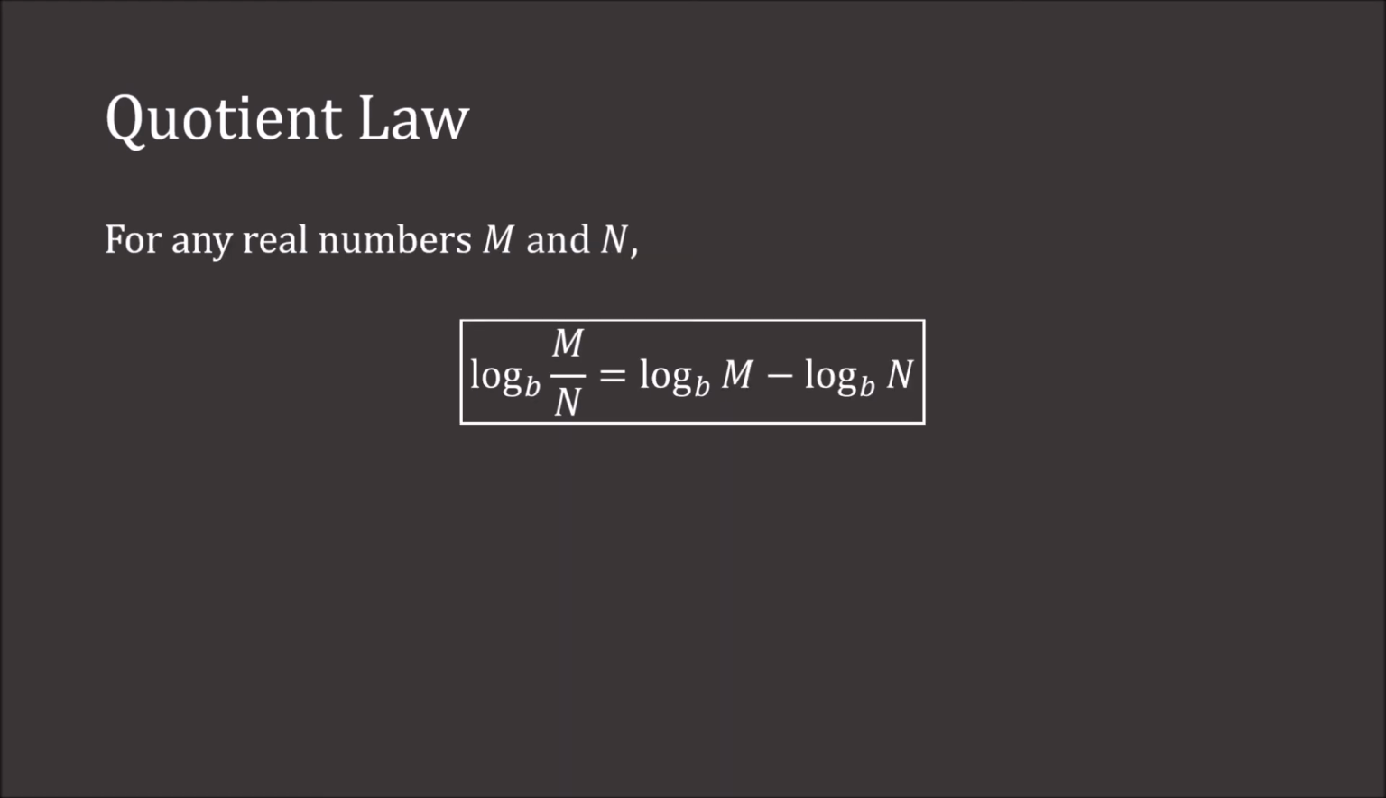And it states that for any real numbers M and N, log base b of M over N is log base b of M minus log base b of N. So this says if you take the logarithm of a quotient of numbers, it is the difference of the individual logarithms.